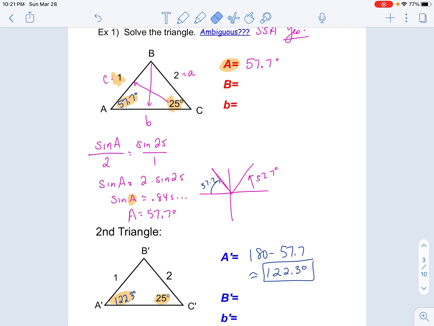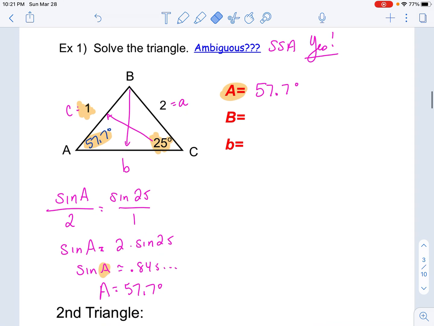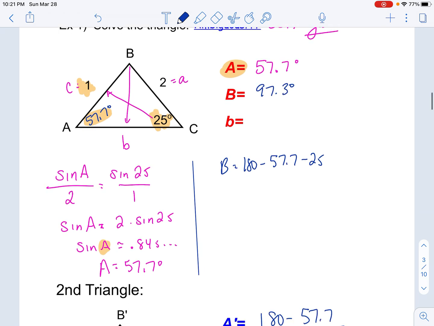So the downside with that is now we have to solve both triangles. So we have to find all the angles and all the sides. So let's take a look at triangle 1, and we'll solve triangle 1 first. To find angle B, the nice thing is we know two of the angles already. So to find angle B, I just have to do 180 minus 57.7 minus 25. And when I do that, that gives me 97.3 degrees.